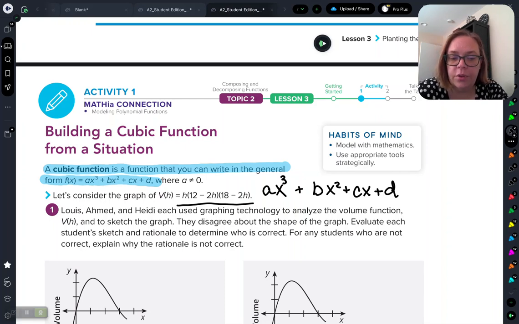Okay, so now we're going to look at what this thing looks like when you graph it. These three people all looked at it using graphing technology to analyze the volume function and to sketch a graph. They disagree about the shape of the graph. Evaluate each student's sketch and rationale to determine who is correct. For any students who are not correct, explain why the rationale is not correct.